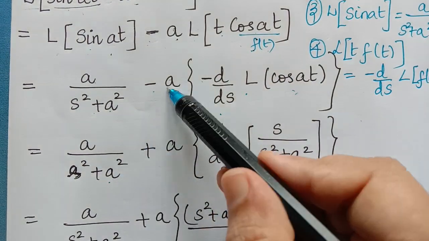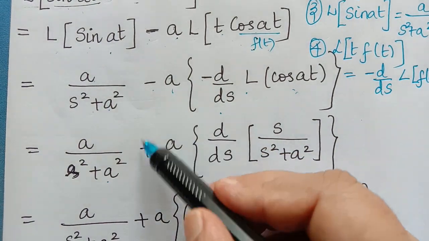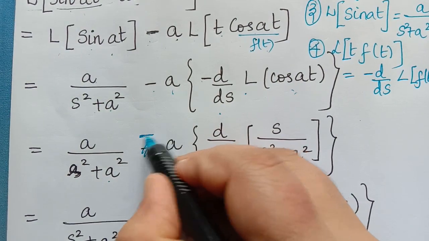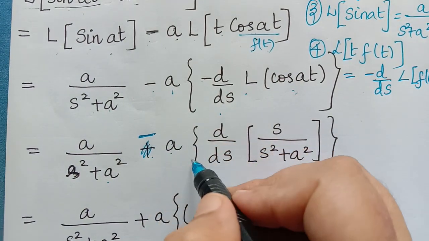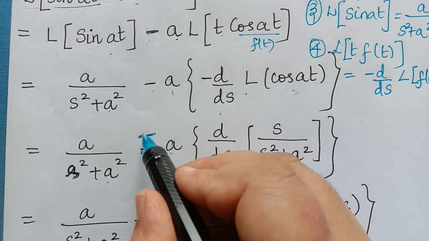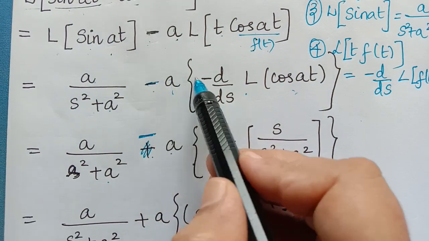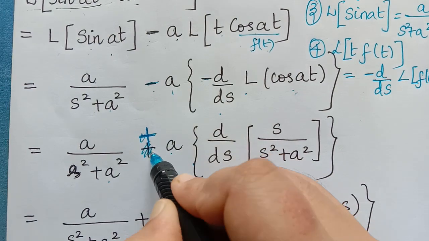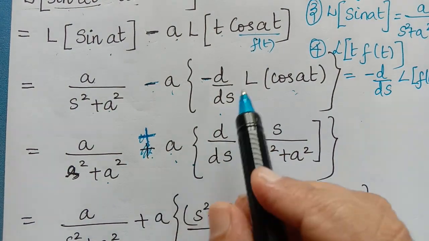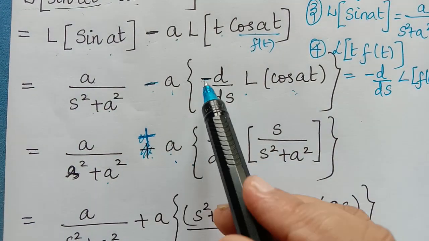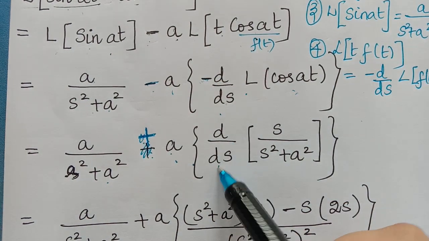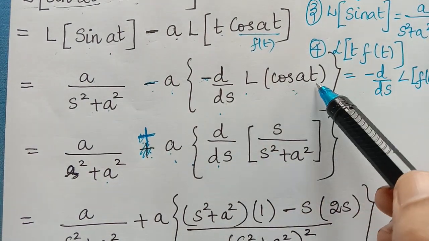So this remains the same. Here by mistake I have given a plus here. So this is negative. So this will also be negative. So negative a multiplied with, no, actually what I have done is minus into minus has become positive. So this is plus only. So plus a multiplied with, this negative sign has gone now because we have multiplied these two and it has become positive, d by ds of the Laplace transform of cos at.